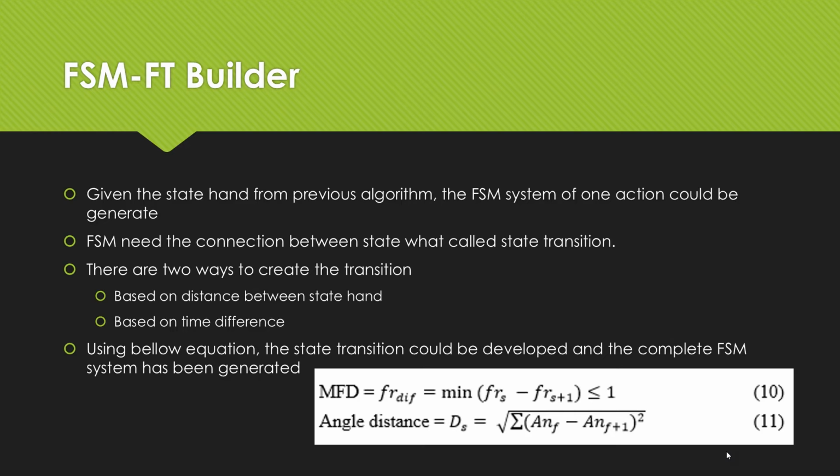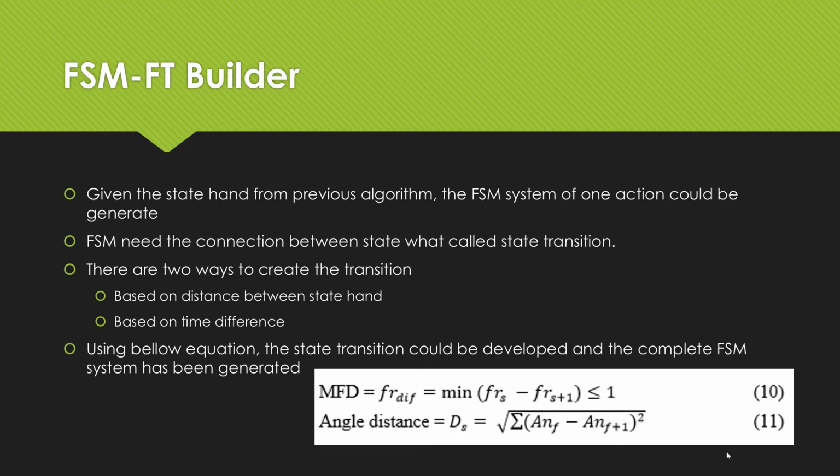In here we try to build a finite state machine model for one action or one gesture. We got the states already, but we need the connections between states to make the system able to run in between states, and we call this a state transition system.